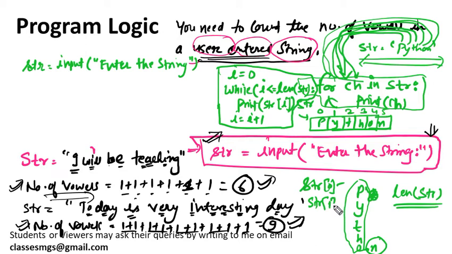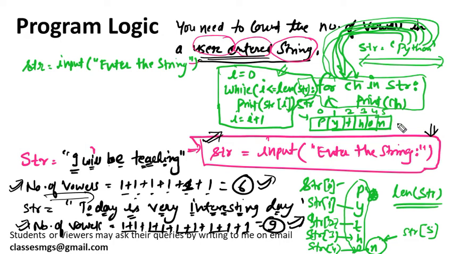If you are using str[1], then it will print the second character. If you are using str[2], then it will print the third character. str[3], then it will print the fourth character. str[4], then it will print the fifth character, and str[5] will print the sixth character. So this way we will use the while loop. If any student wants to use the while loop, he can use this loop also to print the string character by character.